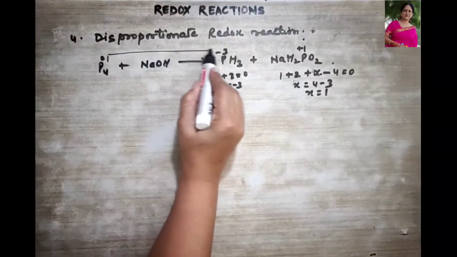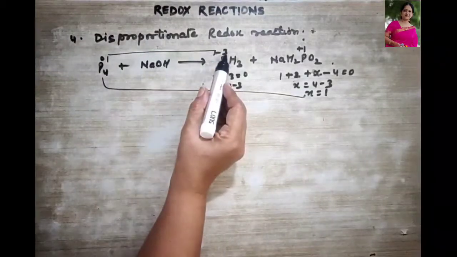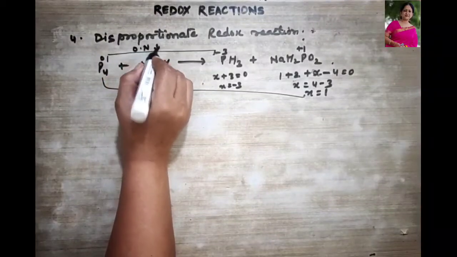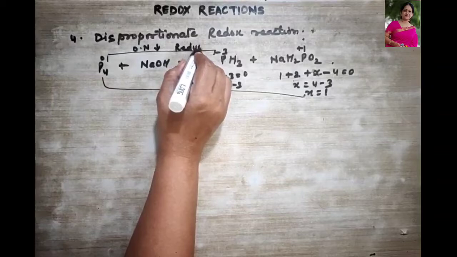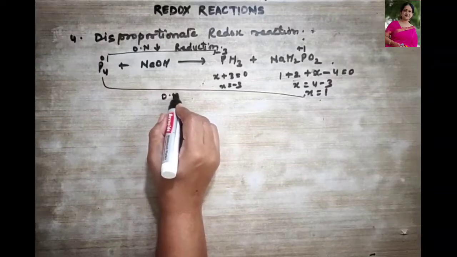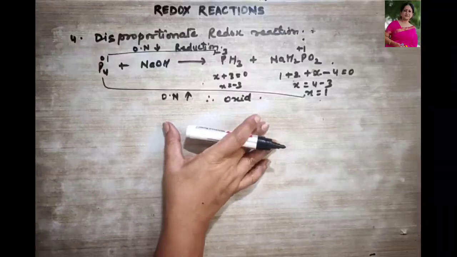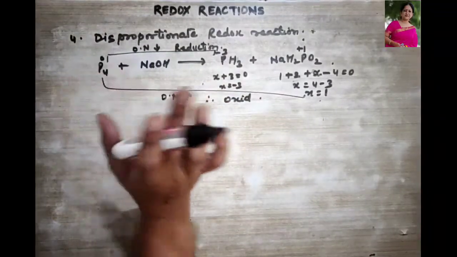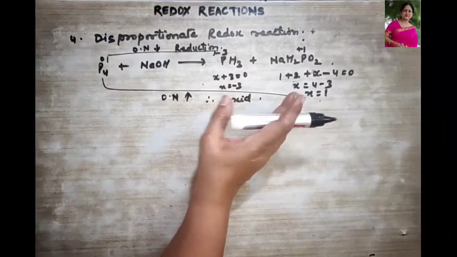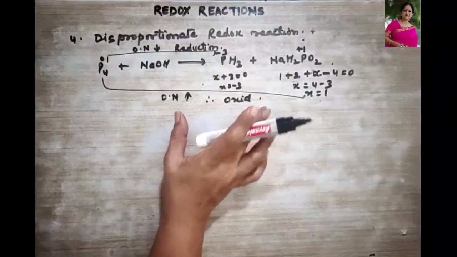So let's watch over here. 0 is moving to minus 3. From 0 to minus 3, what has happened? Oxidation number has got reduced, so it is showing us reduction, right? But over here 0 to plus 1, that means oxidation number has increased, therefore it shows oxidation. So such a reaction, when one element in one oxidation state is simultaneously getting oxidized as well as reduced, is called a disproportionate redox reaction.